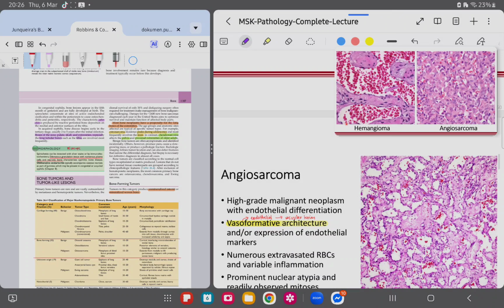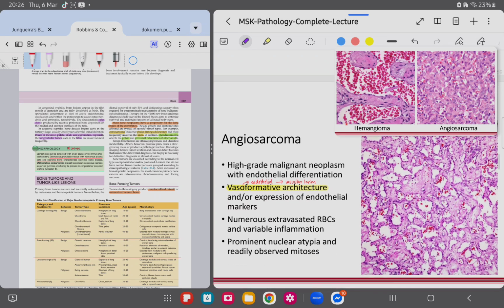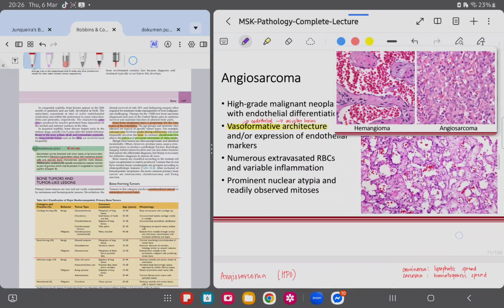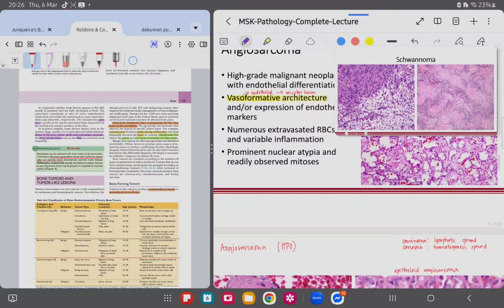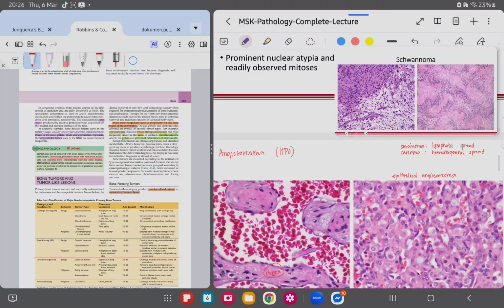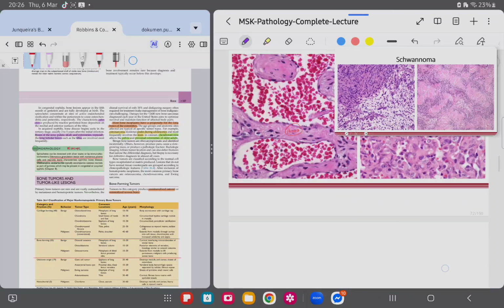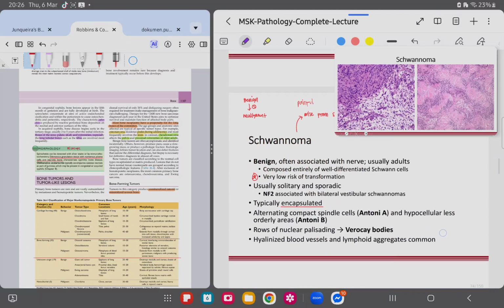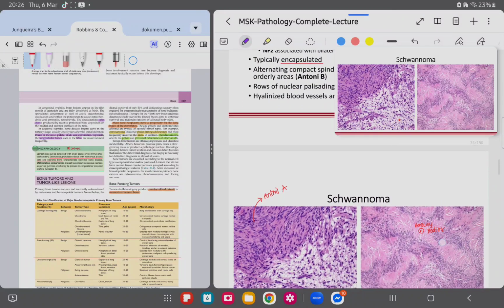This is a very common lesion that you might see, and you might be asked about Antoni A, which is a cellular component, in comparison to Antoni B, which is the less cellular component. And maybe I might even show you images of Verocay bodies. And once you see all these features, those are characteristic of schwannoma, a tumor of nerve sheath origin.